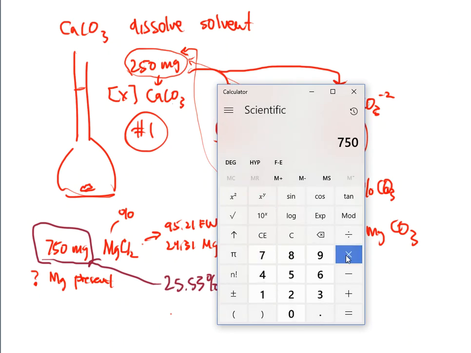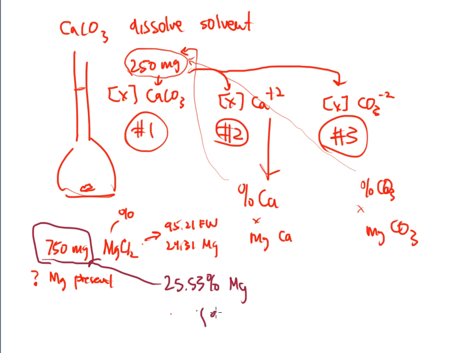So 750 times 0.2553 equals 191.48. So 191.48 milligrams is coming from magnesium. I can then use that number to calculate concentration of magnesium a little bit later on. When you get through those videos, we'll end up talking about them. But again, this is just to preempt you for those types of discussions that will happen in the future.